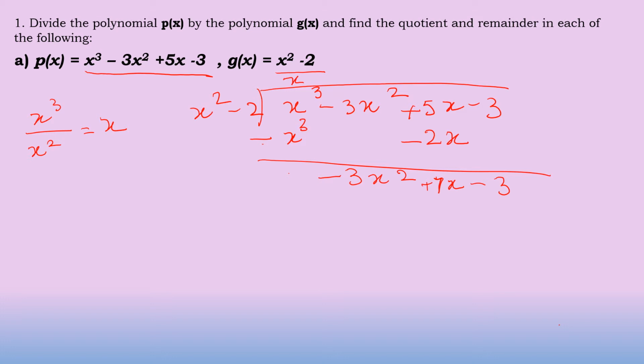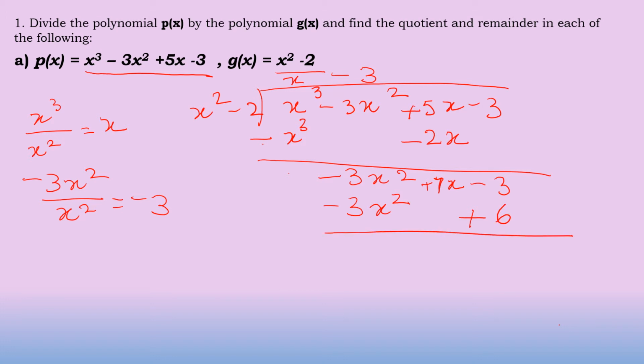So let us see. The first term is minus 3x square. So minus 3x square divided by x square is equal to minus 3. So you write minus 3. So minus 3 into x square will be minus 3x square. Minus 3 into minus 2 will be plus 6. So where do you write plus 6? Next to the constants. So if you subtract them, you get minus 3x square minus minus 3x square will be equal to 0. Bring down 7x. Minus 3 minus 6 will be equal to minus 9.